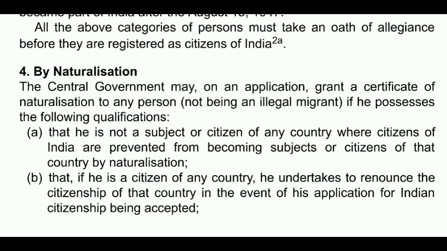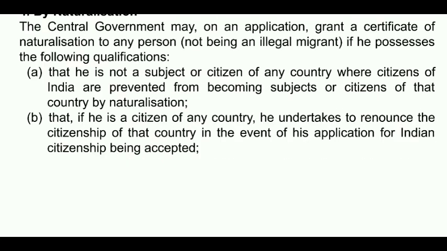Number 4. By naturalization. The central government may on an application grant a certificate of naturalization to any person not being an illegal migrant if he possesses the following qualifications. First, that he is not a subject or citizen of any country where citizens of India are prevented from becoming subjects or citizens of that country by naturalization. Second, that if he is a citizen of any country, he undertakes to renounce the citizenship of that country in the event of his application for Indian citizenship being accepted.